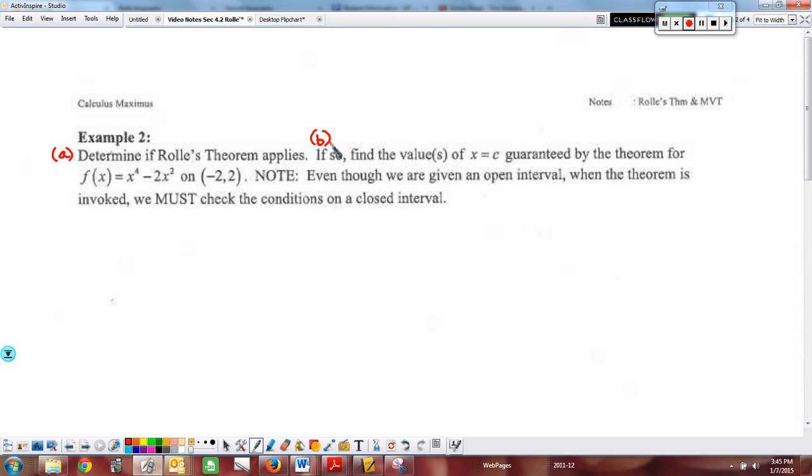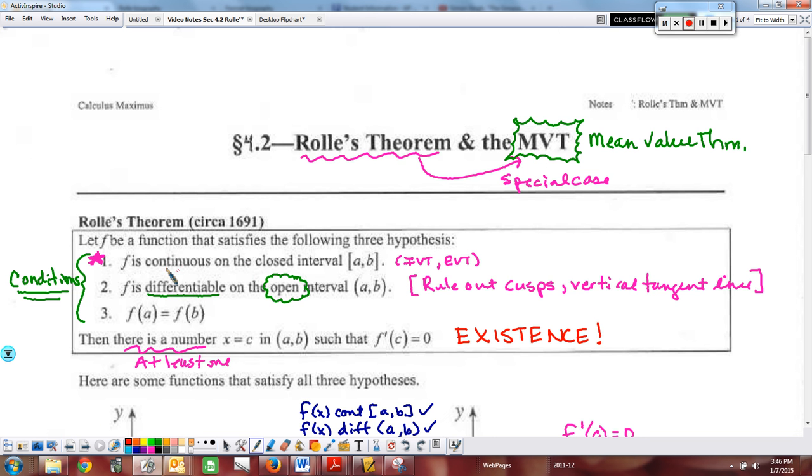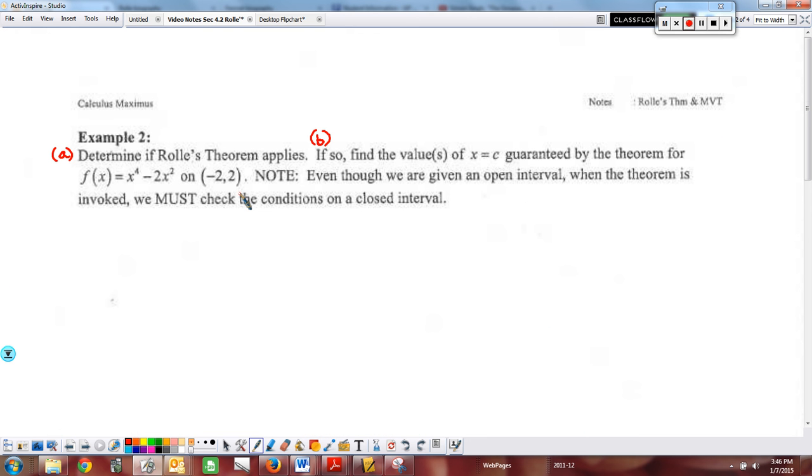Okay. Now notice that we're given an open interval here, but if you are going to invoke Rolle's theorem, you must check your conditions as if it were a closed interval to prove that there exists something in an open interval. Okay, so if we look back, the theorem says we have continuous on closed, differentiable on open, same y values, then there's a number in the open interval. So it doesn't bother me that you have an open interval that you are given in the problem, but you're still doing the conditions as if it was closed.